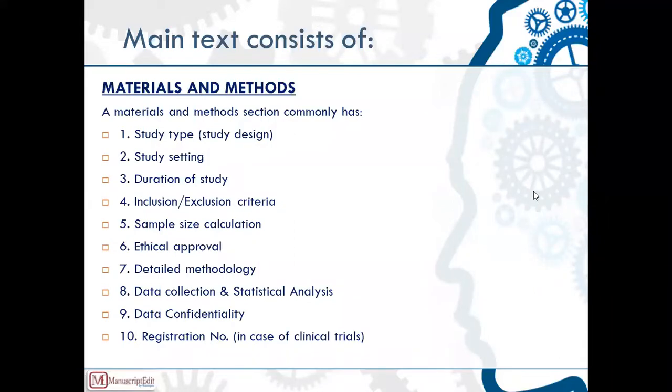The next one is data collection and statistical analysis. So here basically you mention the tools that you have used. The next is data confidentiality. This applies if you are using human participants in your study and they want to keep their identity anonymous. The last one is registration number, and this is basically required in case of clinical trials.